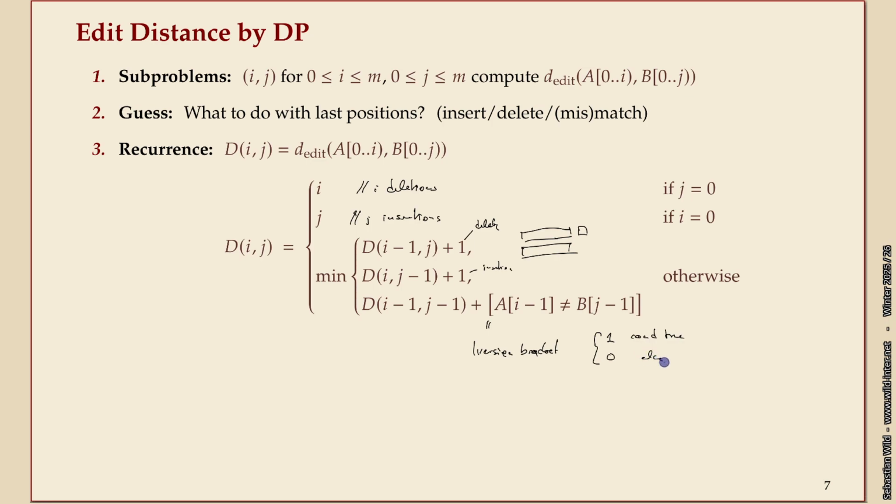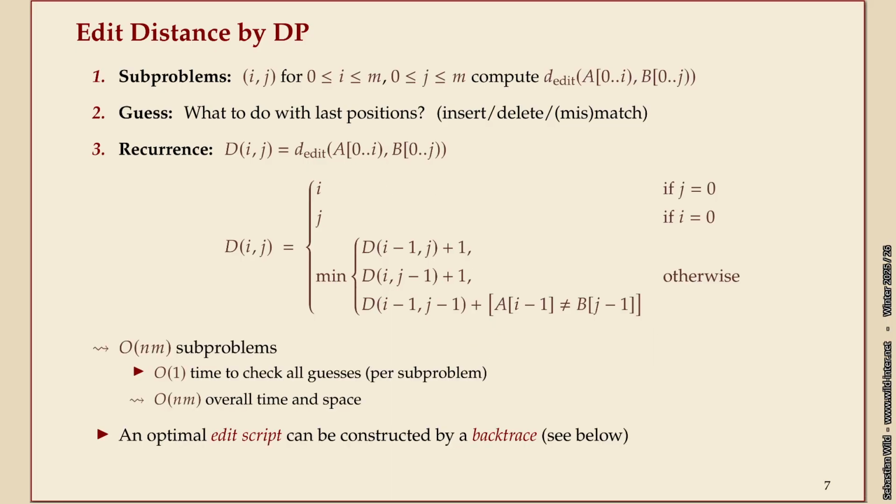Let's say else. That's a concise way to write the recursion. These are the 3 options I have for the last column of the alignment, and I take the best. That's essentially all for the experts that know dynamic programming. The rest is completely mechanic. Let's go through it one time.